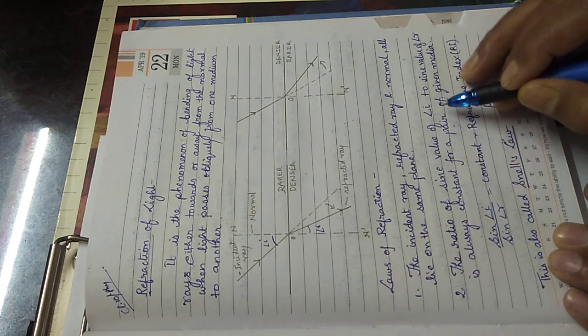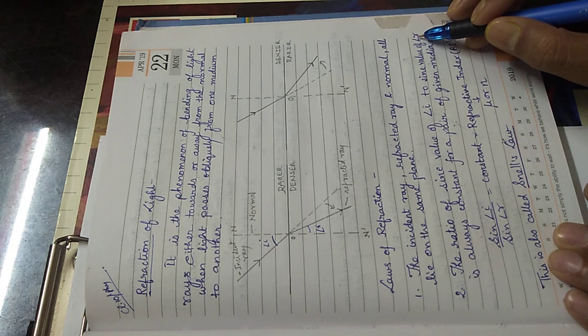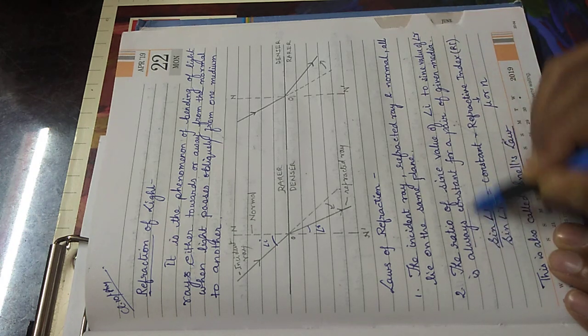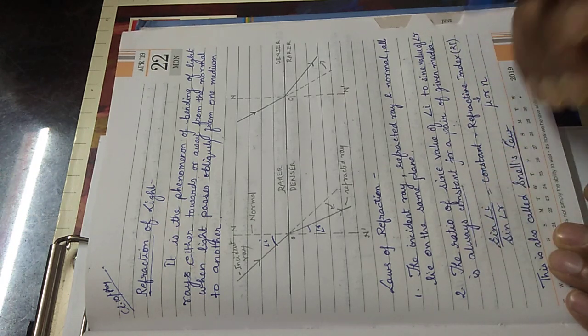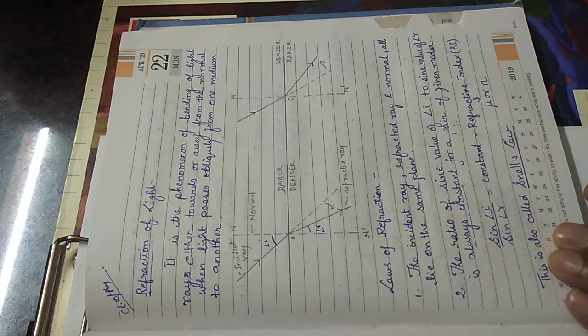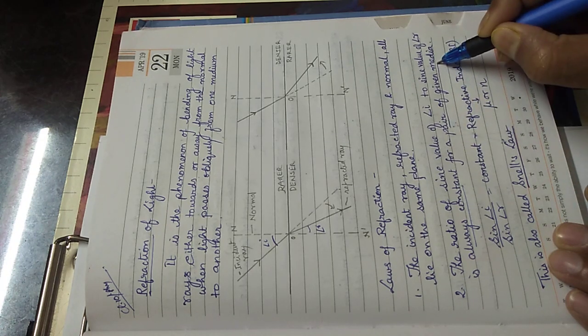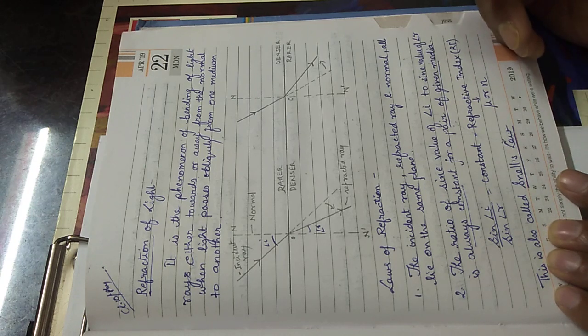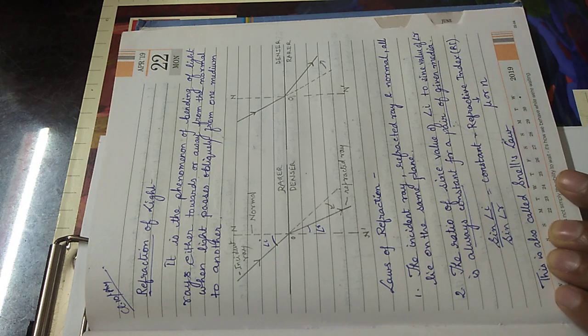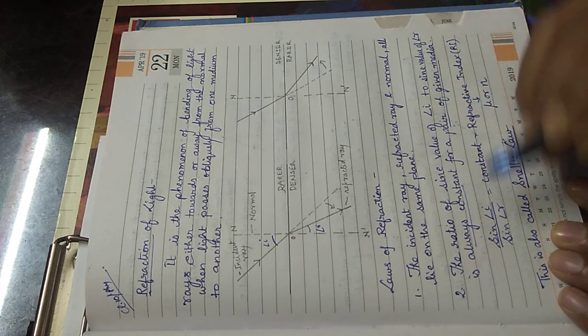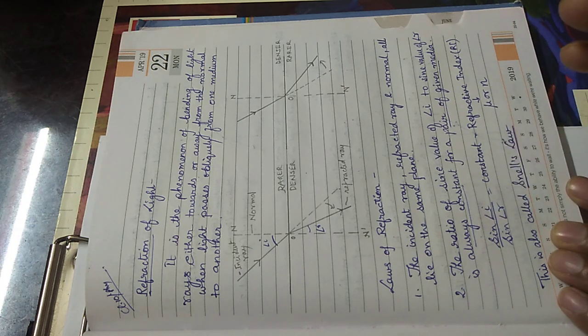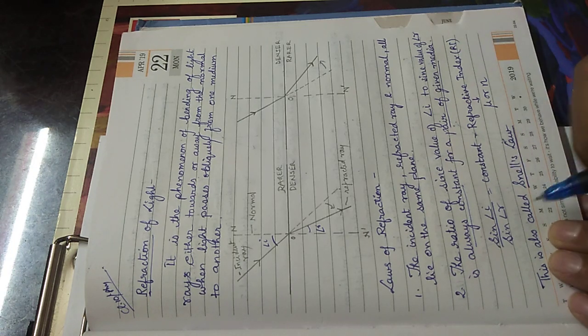The sine value of angle i to the sine value of angle r is always constant. So if you take the ratio of sine of angle i by sine of angle r, it is always constant for a given pair of media. Suppose light is entering from air to water. For that particular pair, whatever the angle i, the angle of refraction will change, and ultimately the ratio will give you a constant number.